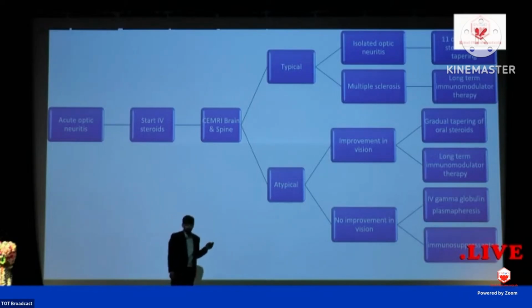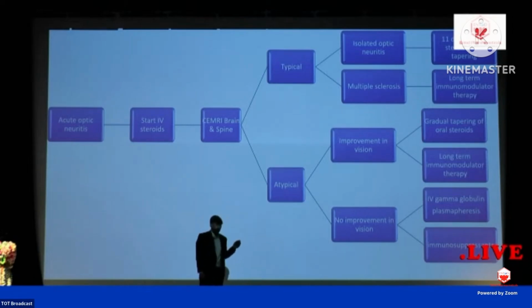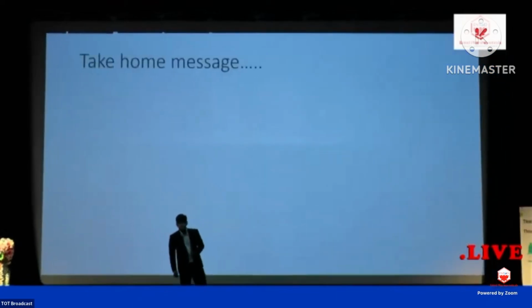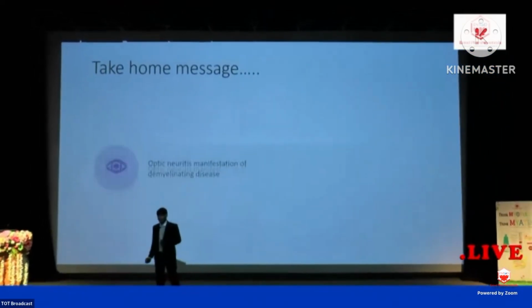Suppose the patients have atypical findings: if there is an improvement in vision, we will give long-term immunomodulatory therapy, then gradual tapering of oral steroids. If there is no improvement in vision, we will give IV immunoglobulins and immunosuppressant therapy. So the take-home message being, first, treat all optic neuritis.